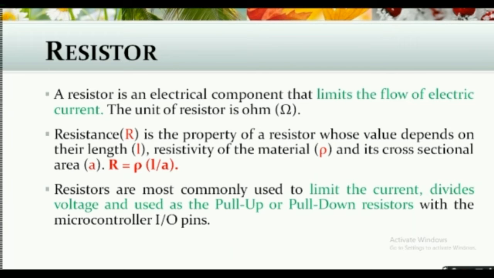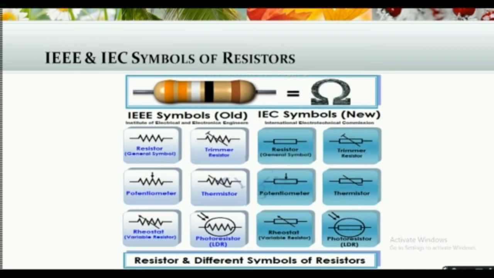A resistor is an electrical component that limits the flow of electric current. The unit of resistance is ohm. Resistance is the property of a resistor whose value depends on the length, resistivity of the material, and its cross-sectional area. R equals rho L divided by A. The symbols of resistors are given by IEEE and IEC.